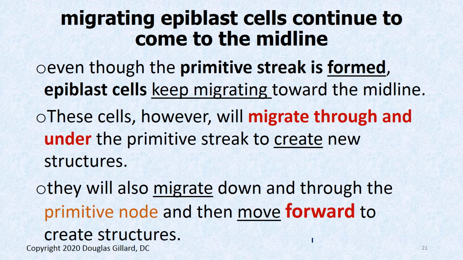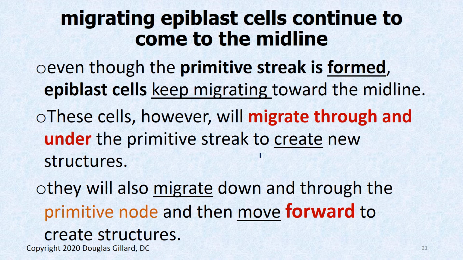These migrating epiblast cells continue to come to the midline, so they're piling up. Even though the primitive streak is formed, epiblasts keep piling in, and as we said, the cells will migrate. Let me back up. Once the primitive streak and primitive node are formed, these epiblast cells just don't stop. They keep coming and migrating to the streak, but they're not going to create a new structure. They're not going to make it bigger.